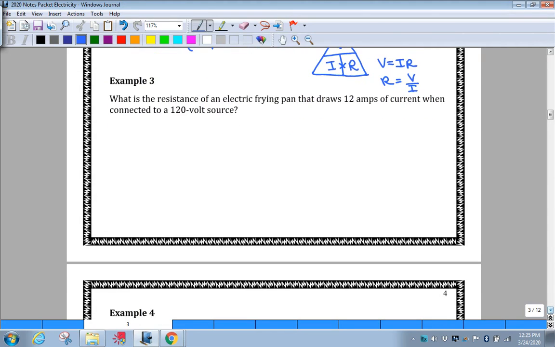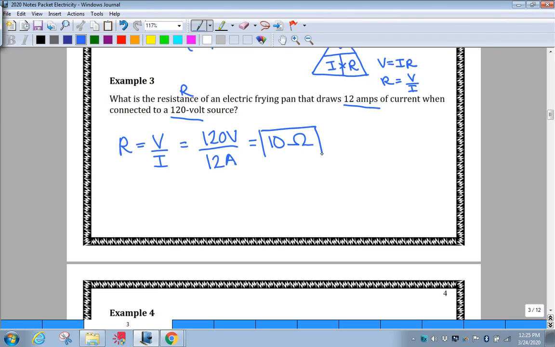All right, so let's give this a try. Have your calculators ready. And I'm going to pause the video after I show you an example, and then we'll go over a couple more. So example 3 says, what is the resistance? So we're looking at R of an electric frying pan that draws 12 amperes of current from a 120 volt source. So we're looking for resistance, which is going to be V over I. Okay, so that's going to be the 120 volt source divided by 12 amperes. Okay, so you're going to get 10 ohms of resistance.